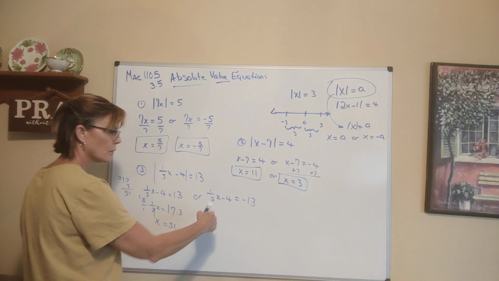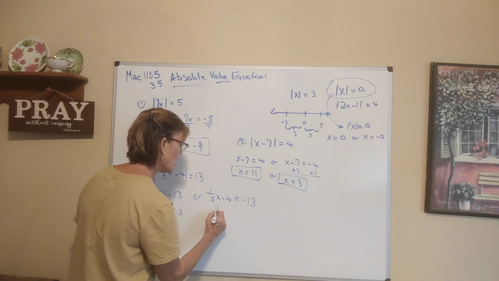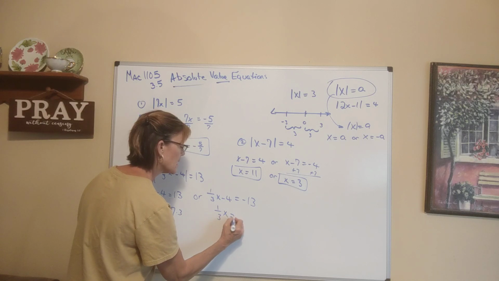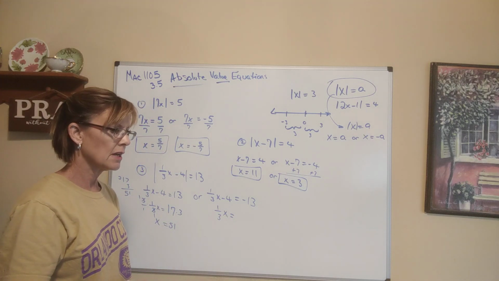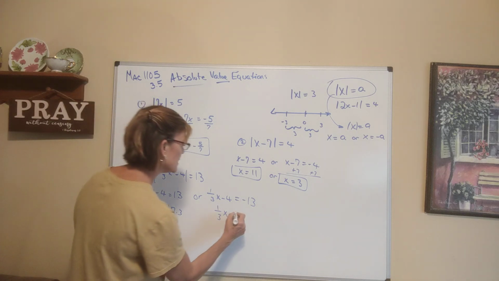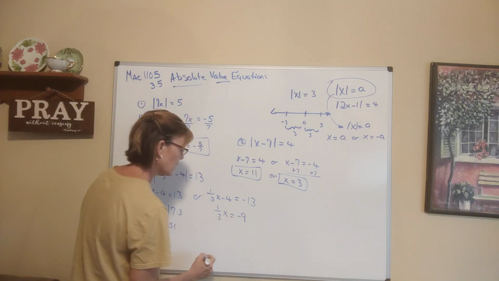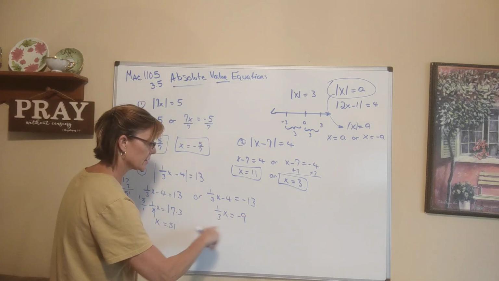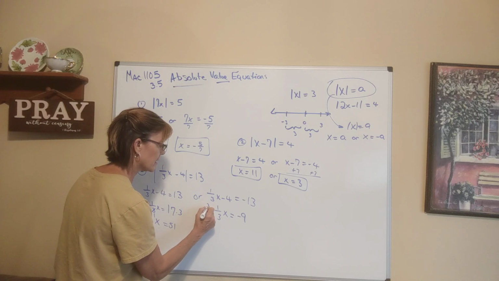All right, over here we will add 4. So we get 1/3 x is equal to -13 plus 4 gives us -9. Then to get to x, we need to kill our fraction by multiplying both sides by 3.